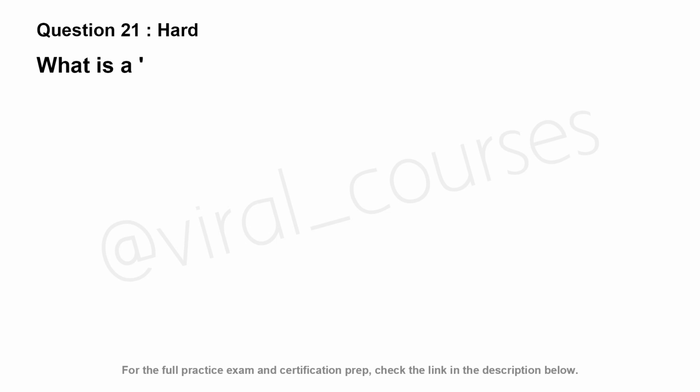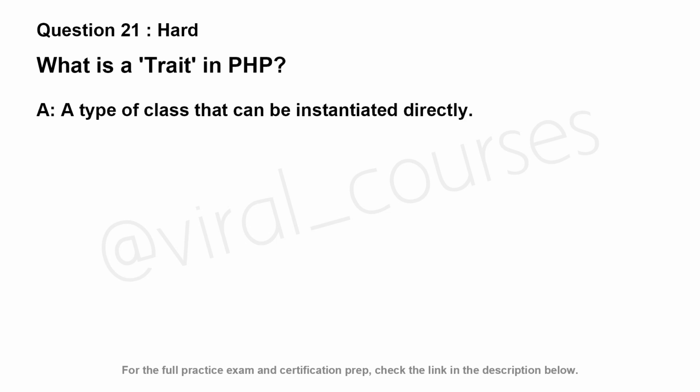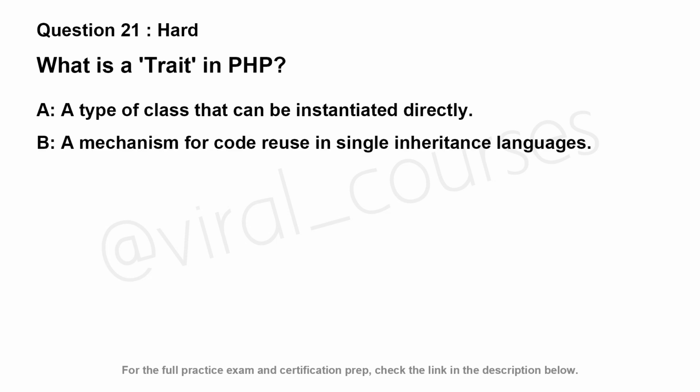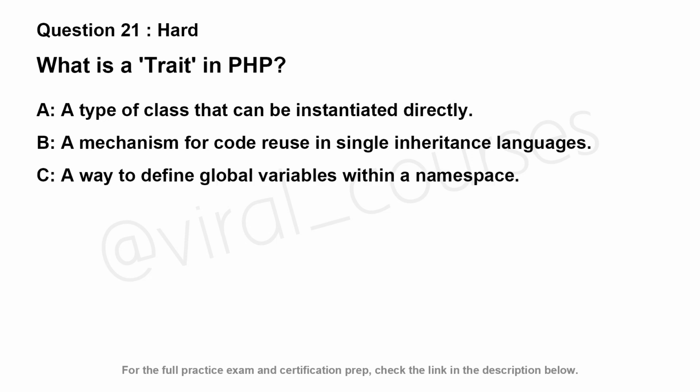What is a trait in PHP? Option A, a type of class that can be instantiated directly. Option B, a mechanism for code reuse in single inheritance languages. Option C, a way to define global variables within a namespace. Option D, a method that cannot be overridden.